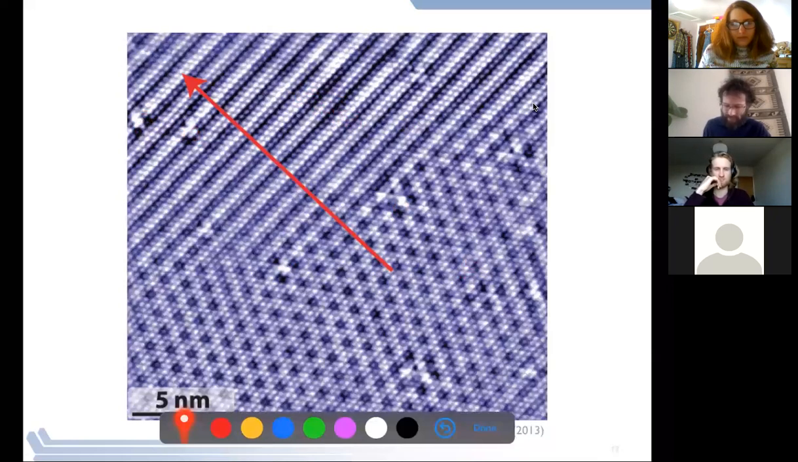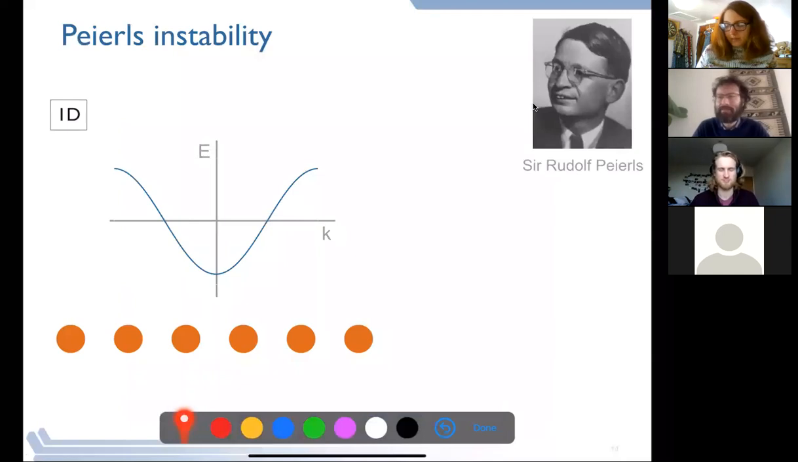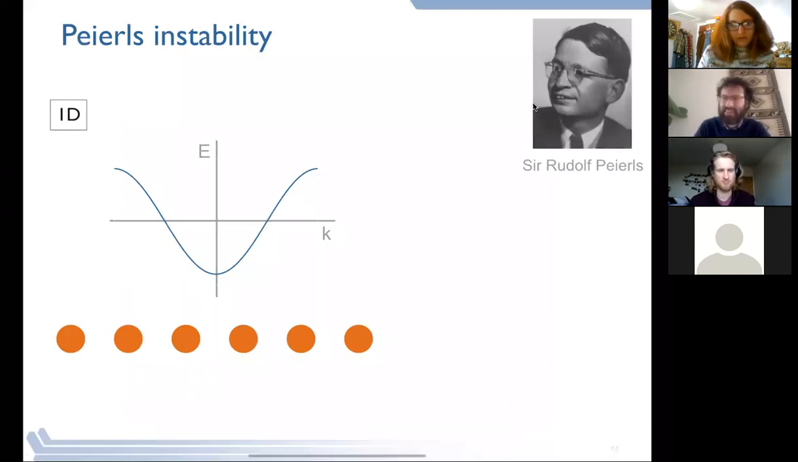And actually, this material is very special because it doesn't have just one charge density wave, like the one that's coming in here, but actually it has 3 charge density waves that interfere. So there's one coming in this direction, one going in this direction, and one in this direction. And all 3 of them interfere and make this sort of hexagonal pattern in the middle here. Okay, so that's what it is. But now let me explain to you where it actually comes from.